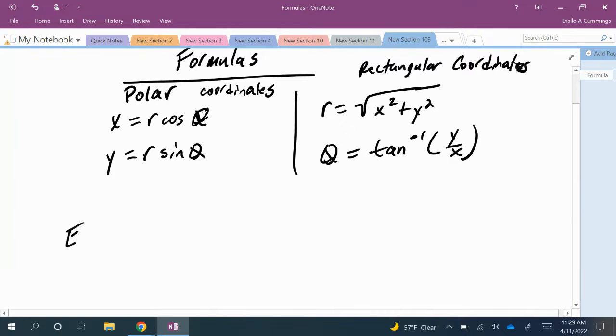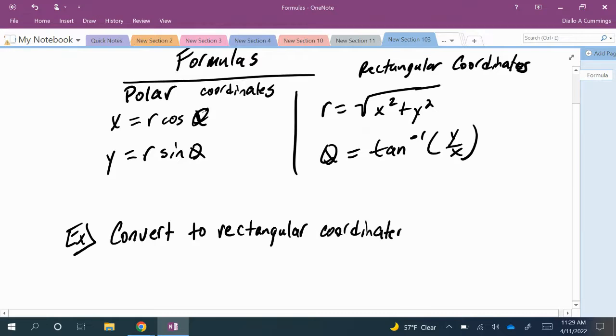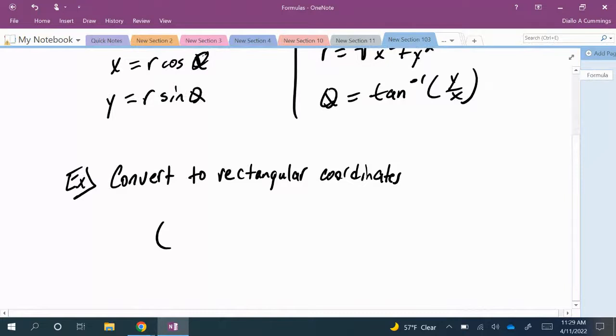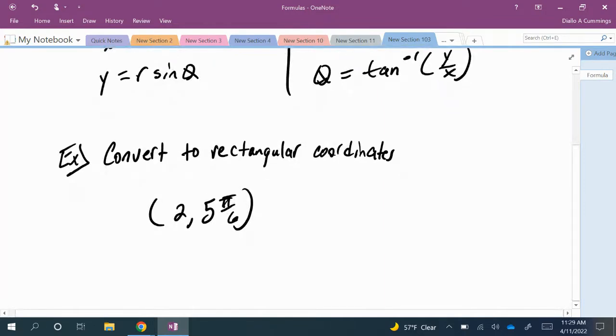In this example, we want to convert to rectangular coordinates. So we're given 2, 5 pi over 6, and we're asked to convert this to rectangular coordinates of x and y.